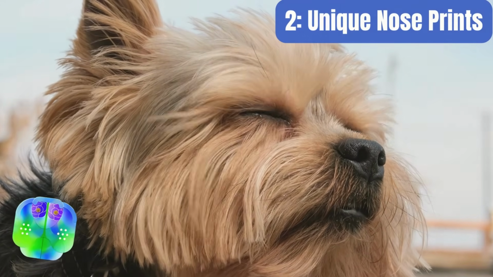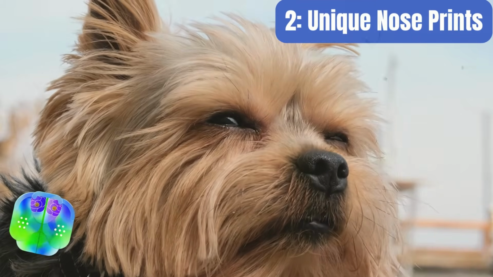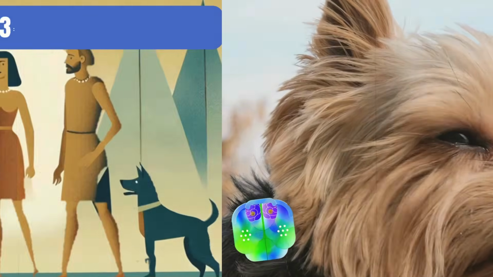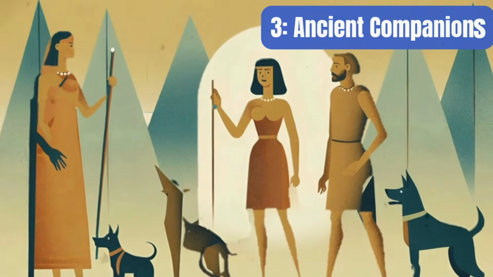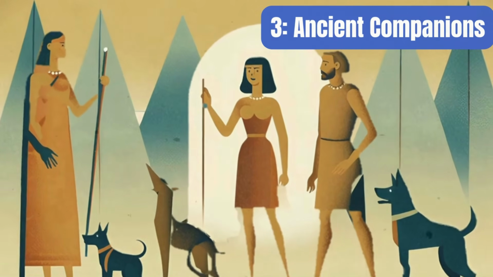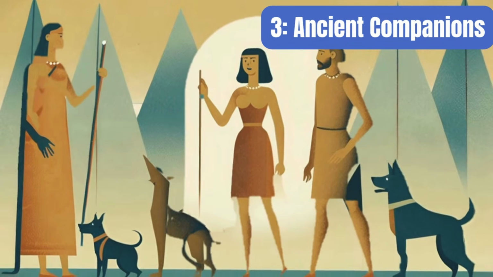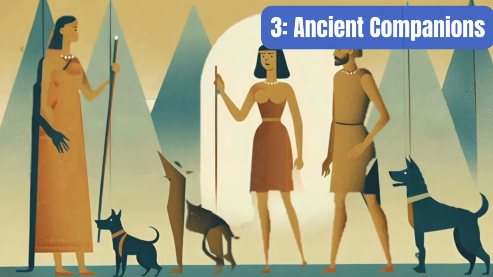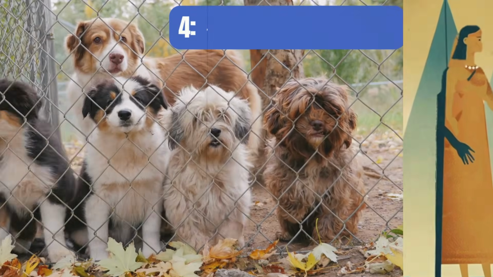Just like fingerprints, a dog nose print is unique, and some kennels even use nose prints for identification. Number 3, ancient companions. Dogs were domesticated over 15,000 years ago. They've been loyal companions throughout history, helping with hunting, guarding, and providing companionship.